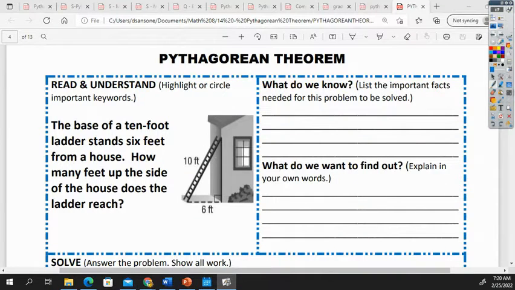Hello everybody. In today's video, we're going to continue our lessons on Pythagorean's theorem. Today we're going to learn about doing Pythagorean's theorem word problems. So let's take a look at our first problem.